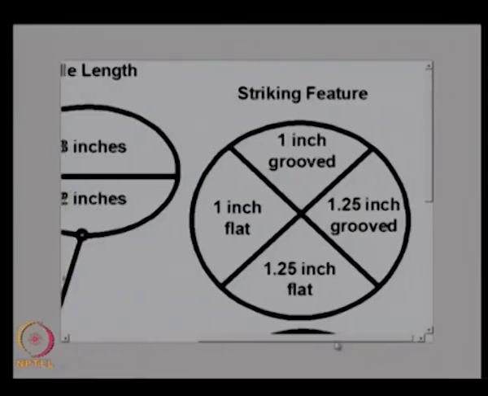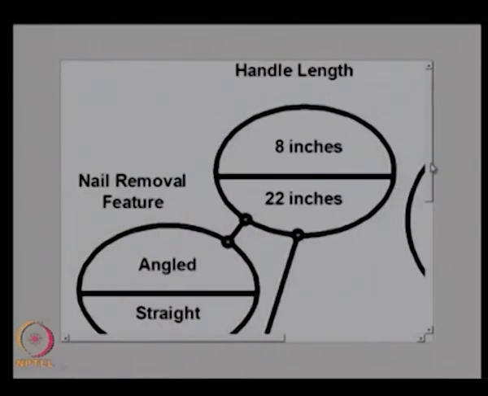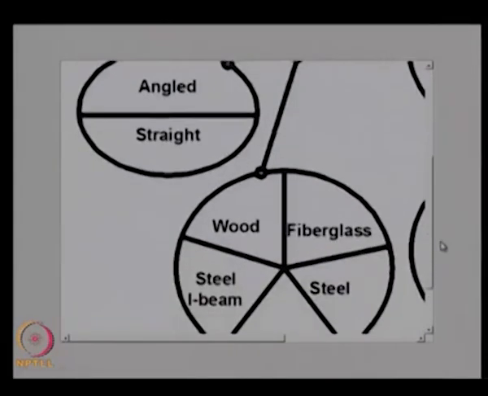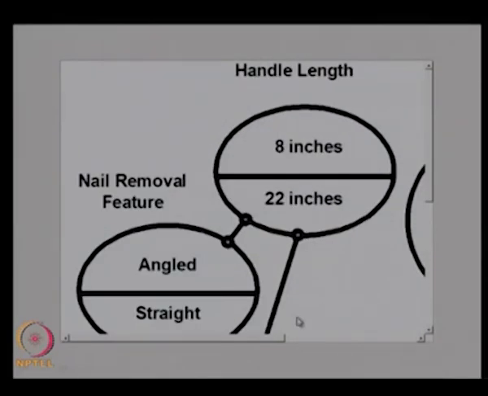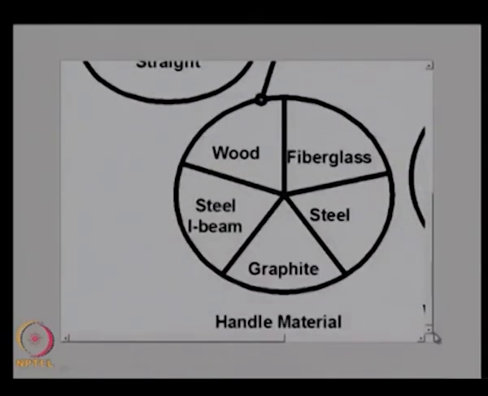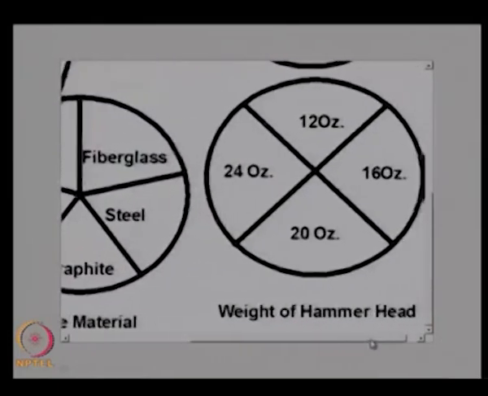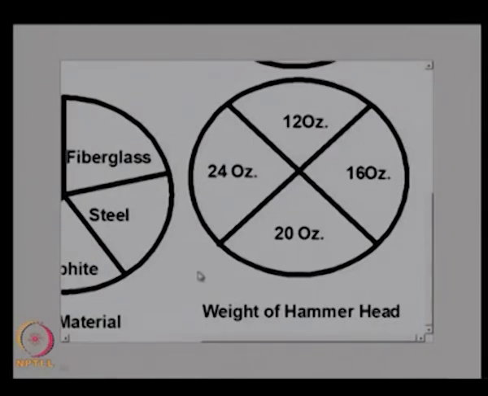This actually shows it with more clarity. As you can see, these are the different options for handle and nail removal feature, then striking feature, and similarly the weight of the hammer head. So you can create this kind of graphical representation from the morphological box, and then develop or choose the alternatives depending on the requirements.